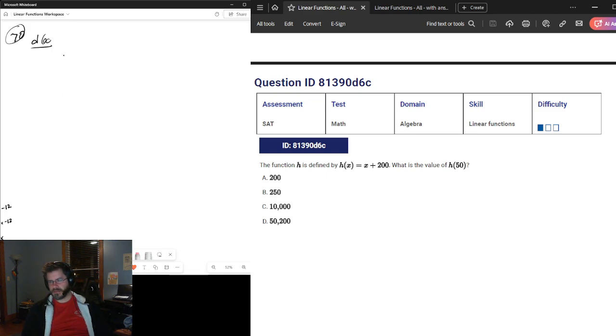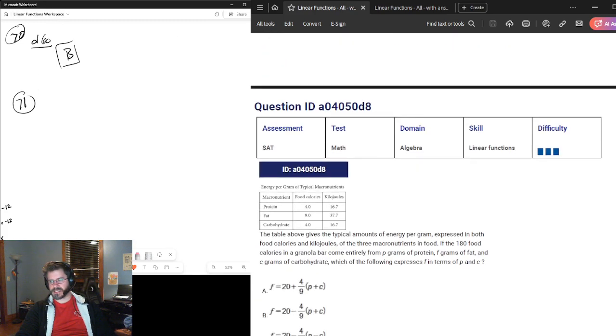All right, we've got function h defined by x plus 200. What is h of 50? So just plug in the 50. 50 plus 200, of course, is 250. Not even going to write that one out. That one's very simple. Just recognizing that whatever goes in the parentheses goes in for x.